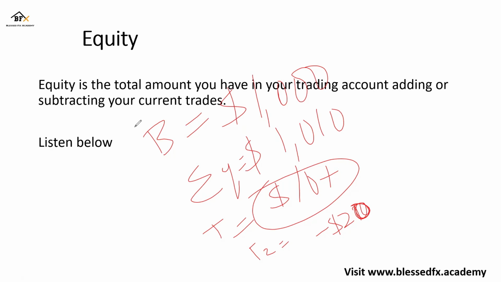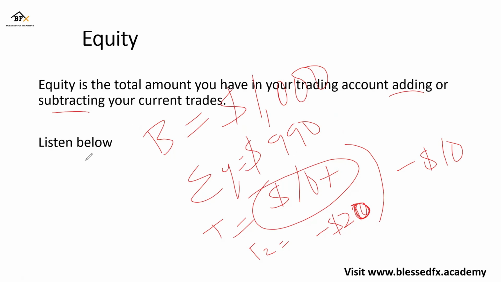Your equity will now change. The equity is always changing as long as you have an open trade. Your equity will now change to $990. Why? Because you are in an overall loss of $10 on your 2 trades. So equity is just the amount in your trading account, adding or subtracting your open trades, your current trades that are ongoing trades, right?